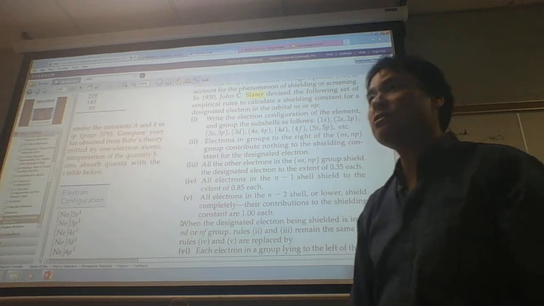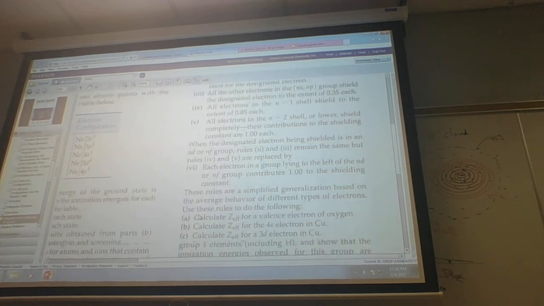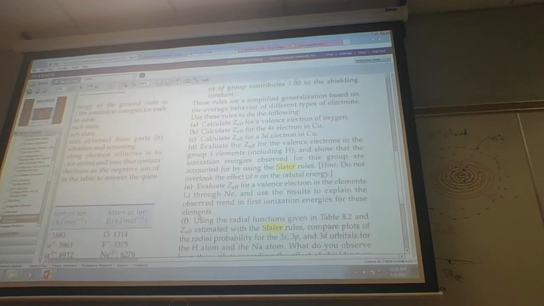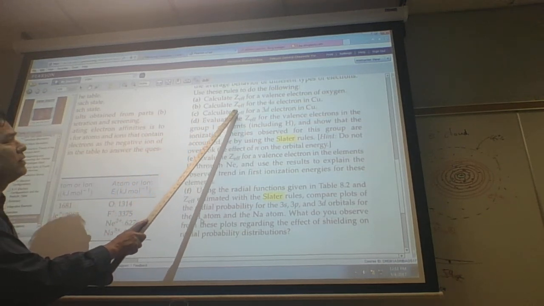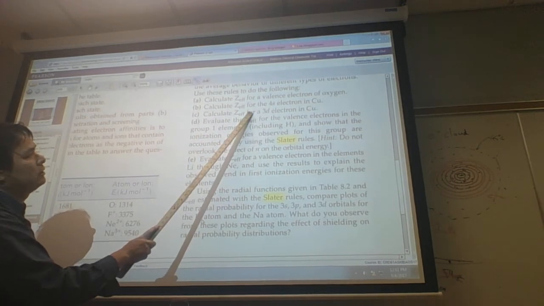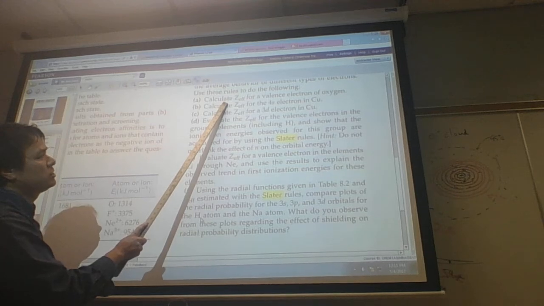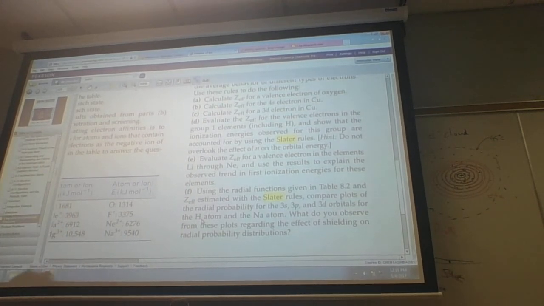And so inner shell electrons are effective shielders. So if you want some practice, you can use Slater's rule to calculate Z effectives for copper 3d electron, for copper 4s electron, for valence electron in oxygen, etc.